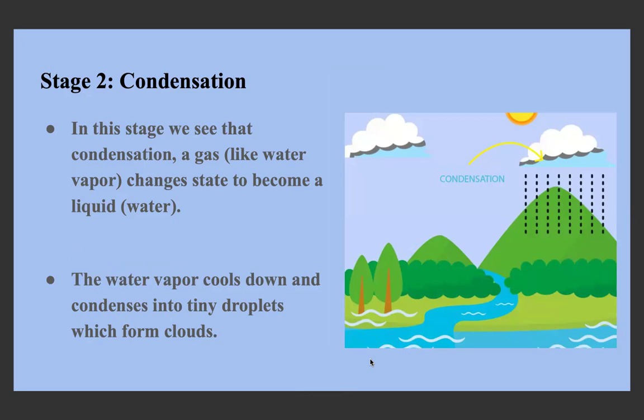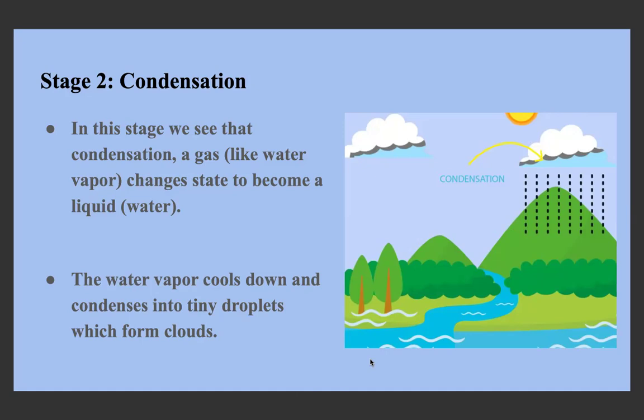So, a quick summary of condensation: condensation is a process where water vapor in the air cools down and changes back into liquid droplets. This usually happens when warm, moist air rises and meets cooler air in the atmosphere. As the vapor cools, it loses energy and the molecules come closer together to form tiny droplets. These droplets cluster together to form clouds or fog.